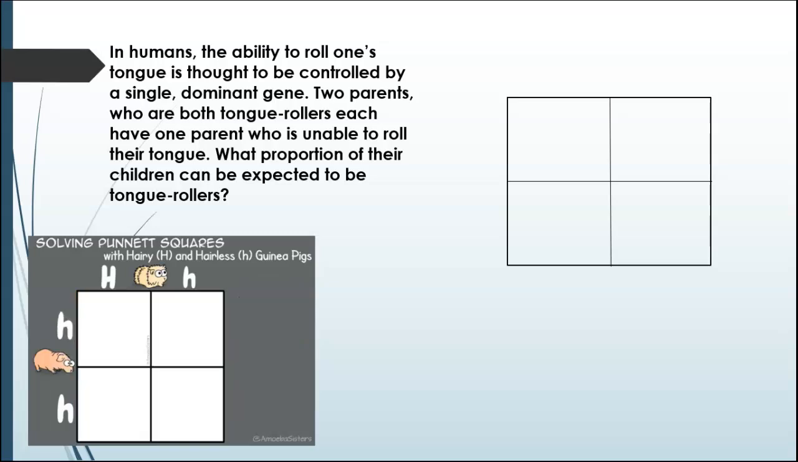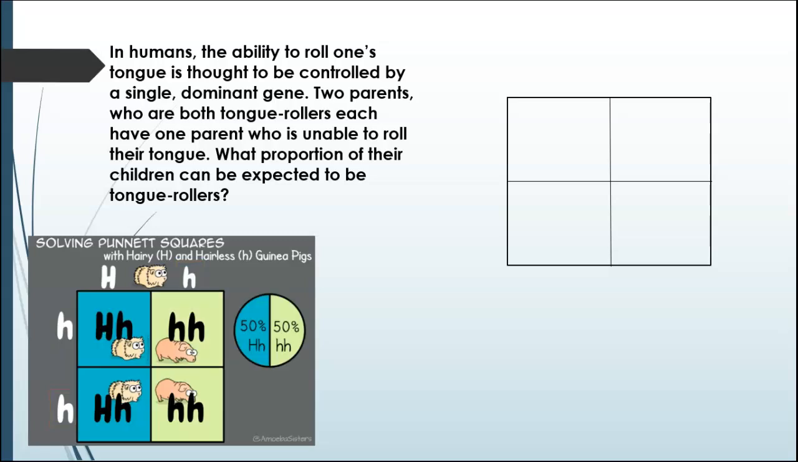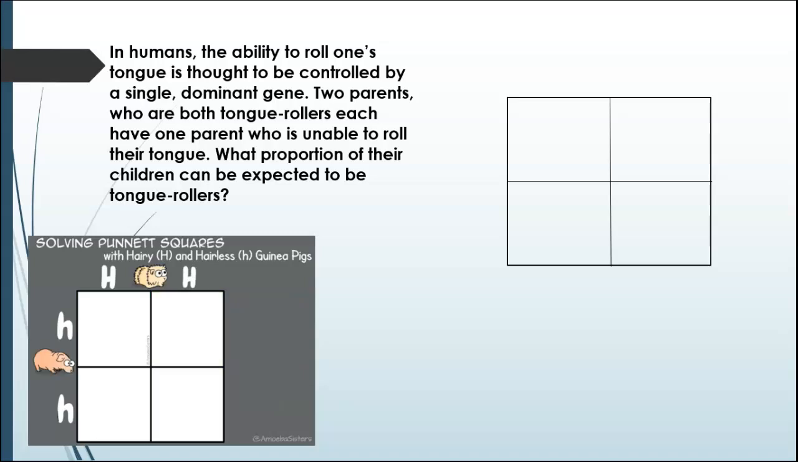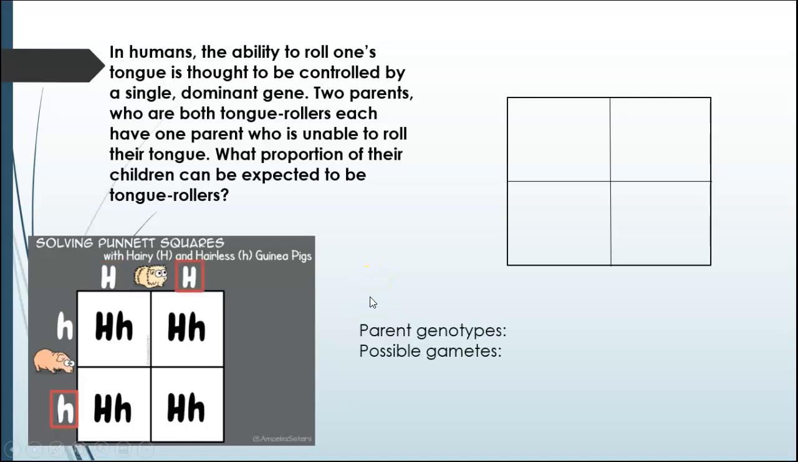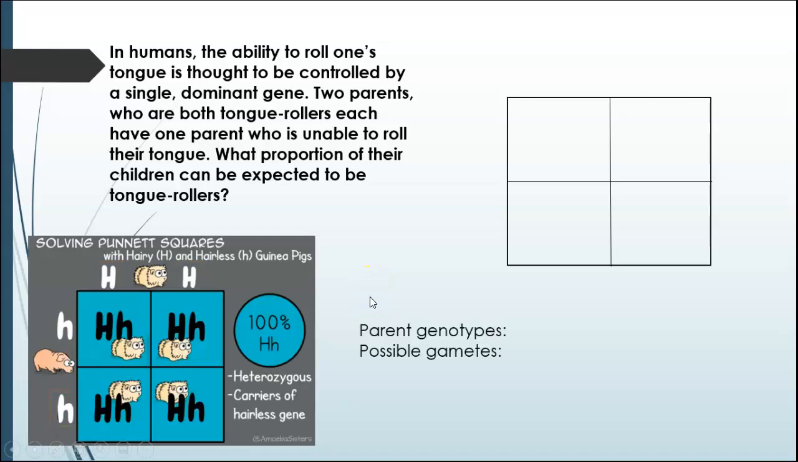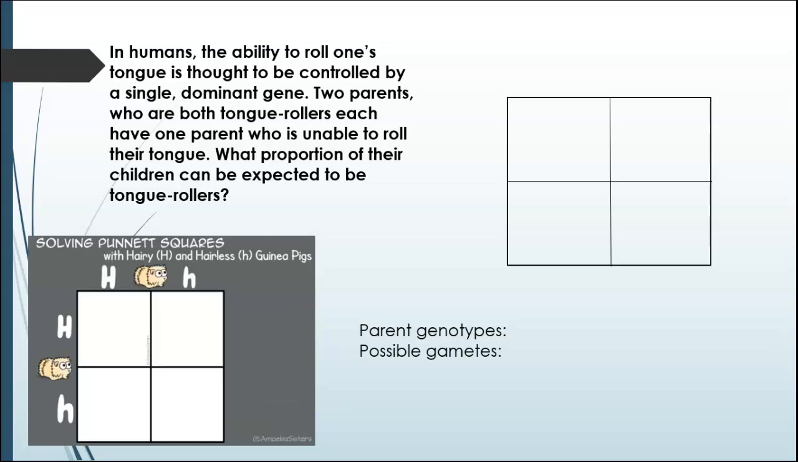So in humans, the ability to roll one's tongue is thought to be controlled by a single dominant gene. Two parents who are both tongue rollers each have one parent who is unable to roll their tongue. What proportion of their children can be expected to be tongue rollers? So the first thing we want to look at is the genotypes of the parents and the possible gametes they can produce. Since each one of these parents can roll their tongue, we know they have one dominant allele, but they each have a parent who is unable to roll their tongue. So that means that the two parents are going to be heterozygous.